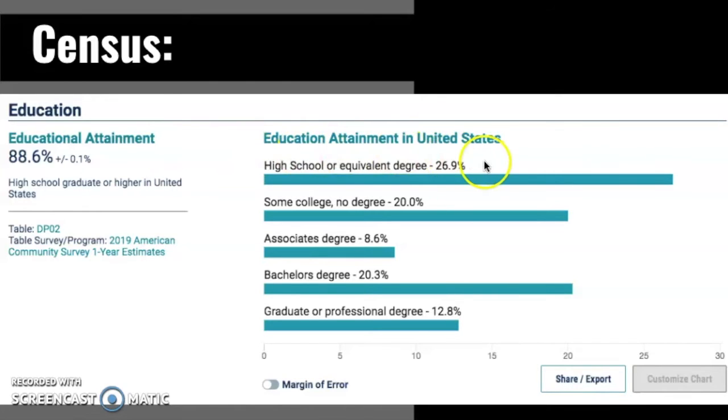So if you take a look, high school or equivalent degree would be about a quarter, just a little more. Some college would be about 1/5. Same with bachelor's degree, 1/5. Associate's degree, almost 9%. And then a graduate or professional degree is about 13%. So not bad, but work to be done.